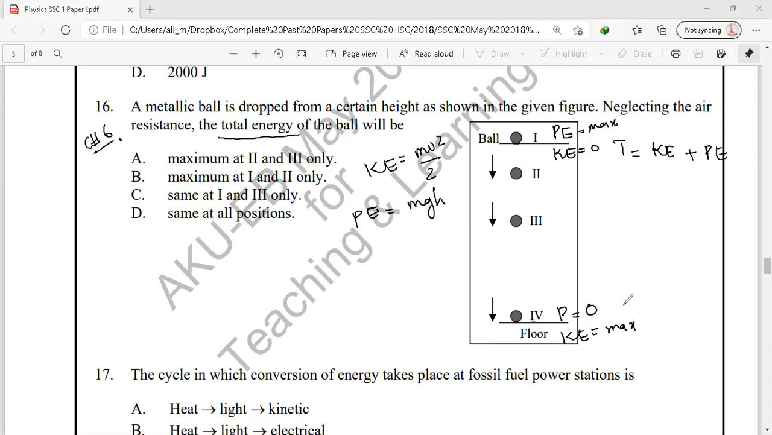This shows that the total energy of the body will always be equal at every position. The total energy of this ball always remains the same due to the law of conservation of energy. So the correct option for this question is option D, that the total energy will remain the same at all the positions.